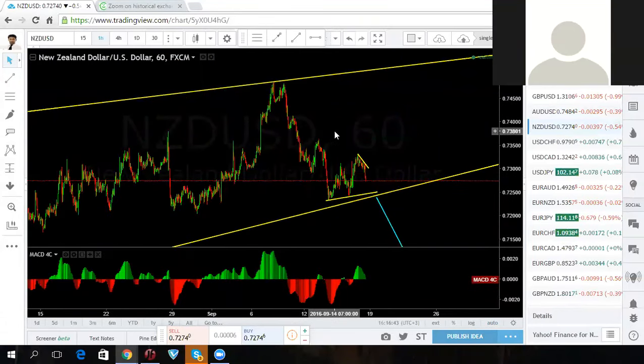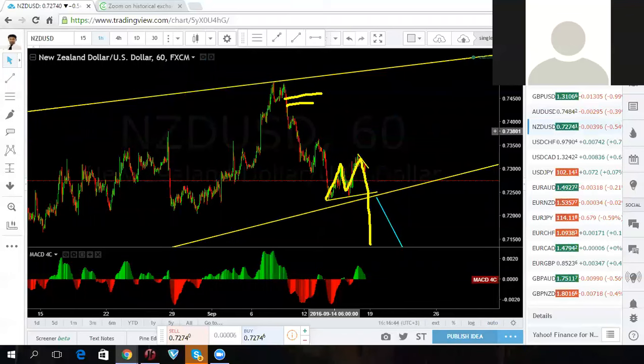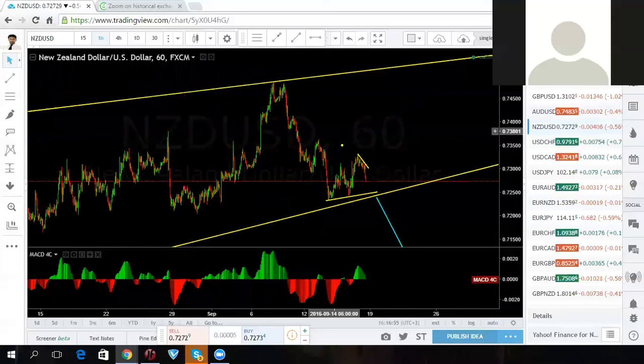Same with the New Zealand. I'm in this trade from here. My stops are still there at break even, and I'm watching this structure. Of course, I would be very happy if this goes. I would be one happy person, but I'm very realistic. I don't think it's going to go.